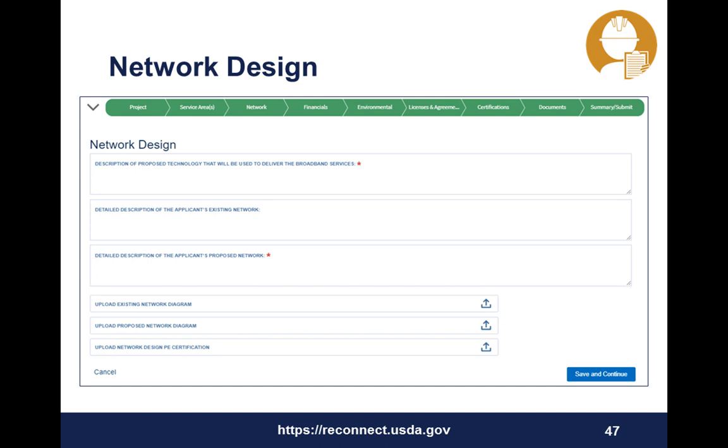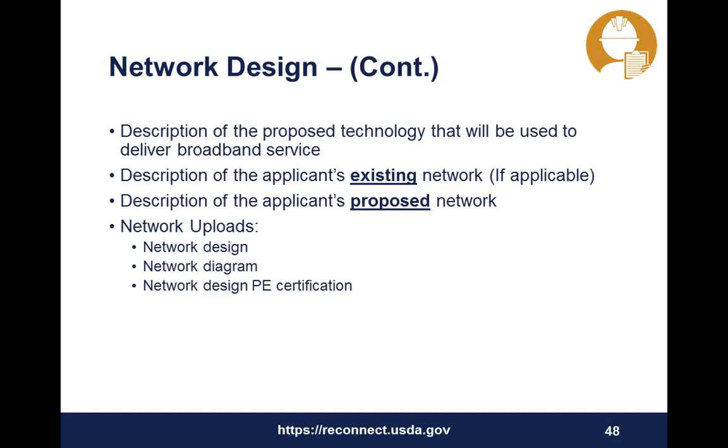This slide contains the complete list of network fields shown in the figure on the previous slide. They are: description of the proposed technology that will be used to deliver broadband service, description of the applicant's existing network, if applicable, description of the applicant's proposed network, and network uploads including the network design, network diagram, and network design PE certification. Please be sure to save your work before proceeding.